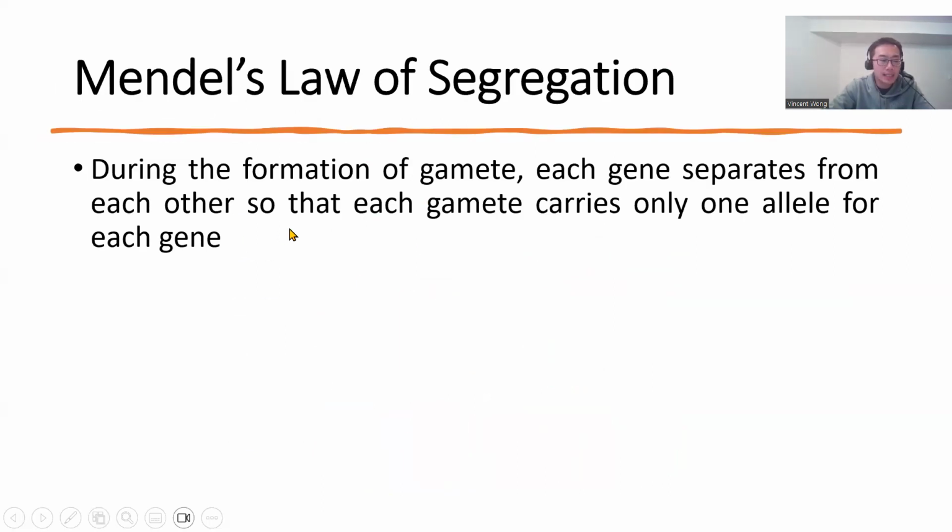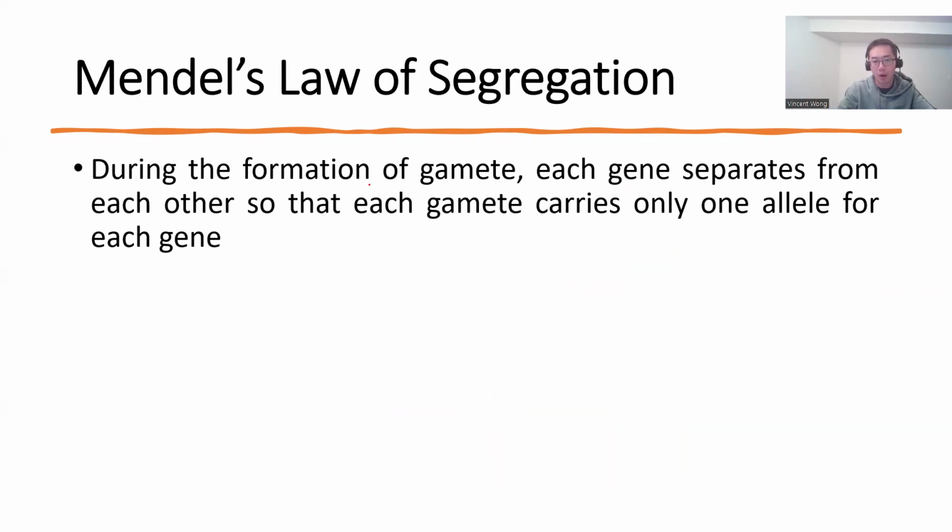So he has two laws. The first law is called the law of segregation. During the formation of gametes, each gene separates from each other so that each gamete carries only one allele for each gene. Well, that makes sense because during meiosis, the chromosomes separate.